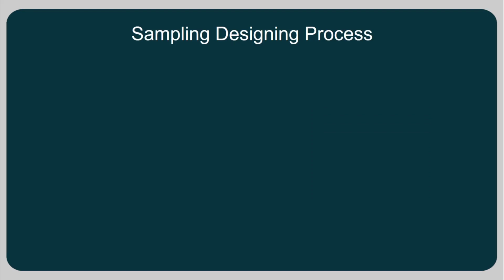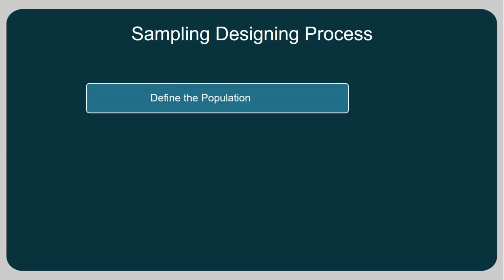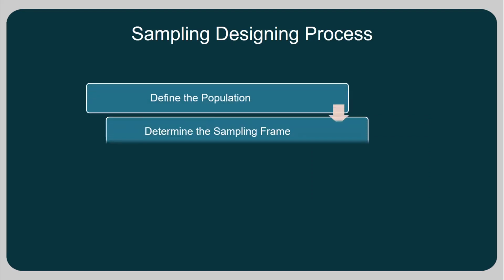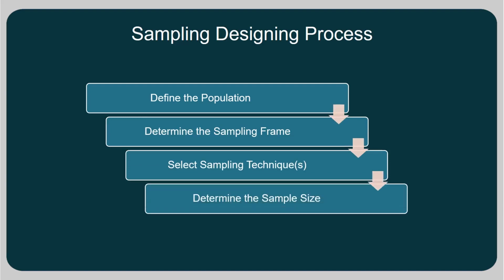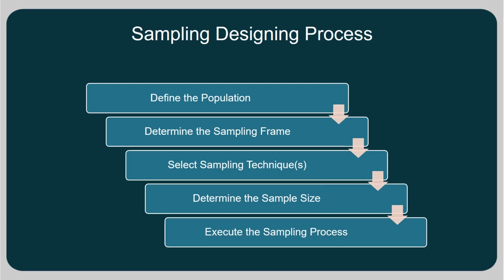There are basic steps to be followed for sampling. Step 1, define the population. Step 2, determine the sampling frame. Step 3, select sampling techniques. Step 4, determine the sample size. And step 5, execute the sampling process. Let us now discuss all the steps in detail.